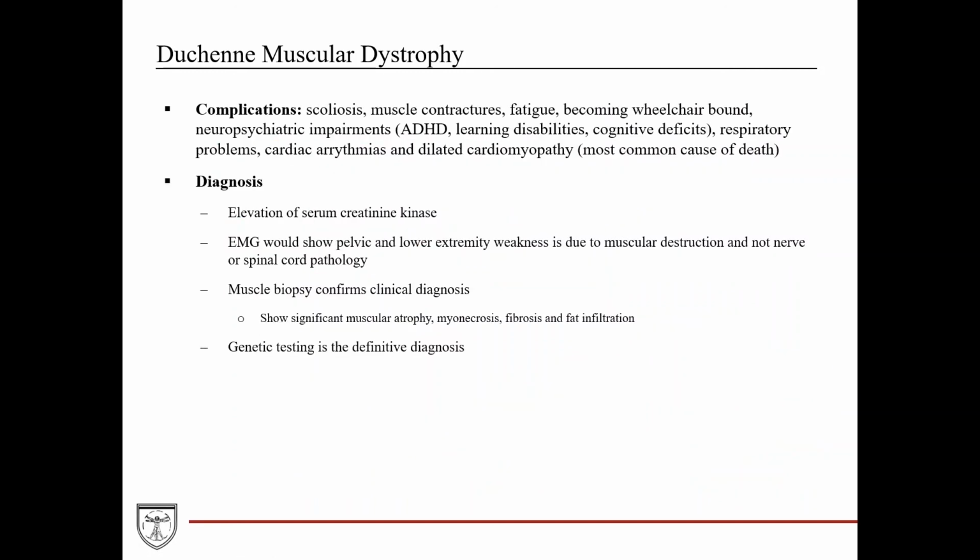So as far as complications or associated symptoms, you can definitely see scoliosis. This is believed to be neuromuscular scoliosis. Because remember, there's congenital scoliosis where patients just inherit a deformity of the spine. This is more likely due to the weakness in the back muscles themselves. You're going to see muscle contractures, fatigue, obviously, because they're going to have loss of muscle tissue. They can often become wheelchair bound.